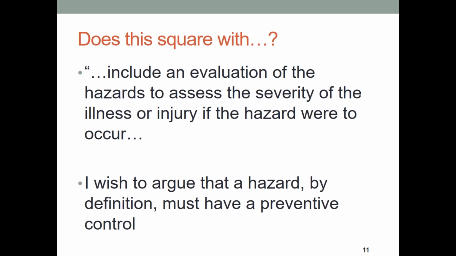So the question is, does this really square away with this part of the definition? It must include an evaluation of the hazards to assess the severity of the illness or the injury if the hazard were to occur. Well, obviously, you're going to pay real close attention to hazards such as botulism, the growth of botulism and production of toxin, because the symptom of botulism is often death. But the question that you have to ask is, if a hazard is likely to cause illness or injury in the consumer, doesn't it have to have control anyway?